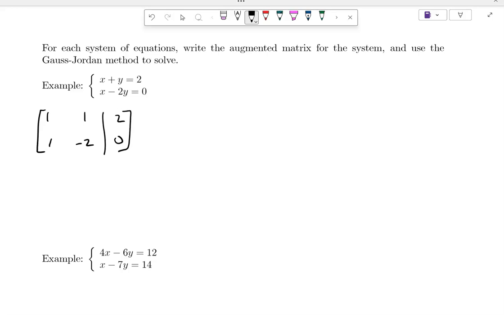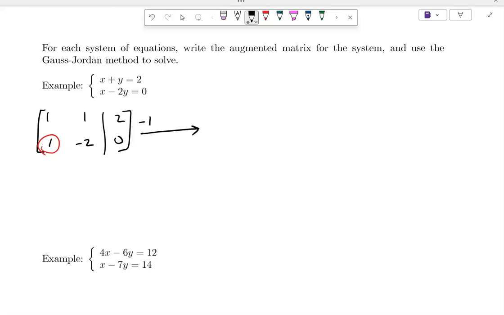Get zeros, right? Remember, it's alternating. You get a 1, get zeros, get a 1, get zeros, get a 1, get zeros, right? Got a 1, so the next step is to get zeros. So I need to make that go away, what I just circled in red. What operation do you need to do to make that go away?